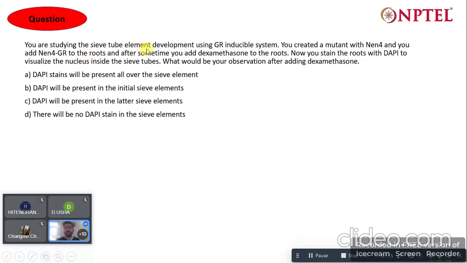So you are studying sieve tube element development using the glucocorticoid receptor inducible system. You created a mutant with NEN4 and you add NEN4-GR to the roots, and after some time you add dexamethasone to the roots. Now you stain the roots with DAPI to visualize the nucleus inside the sieve tubes. What would be your observation after adding dexamethasone? The options are: DAPI stains will be present all over the sieve element; DAPI stains will be present in the initial sieve elements; DAPI will be present in the later sieve elements; or there will be no DAPI stains in the sieve elements. So can anybody take a guess?